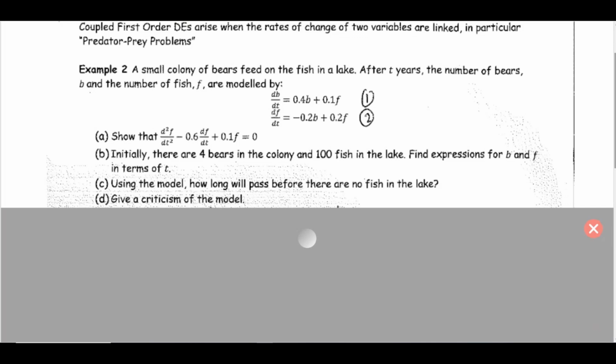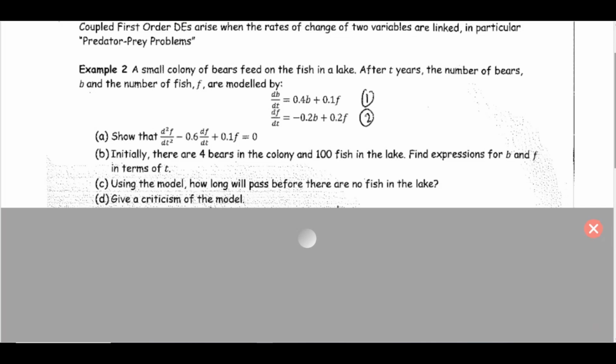Second one, dF by dt is minus 0.2B plus 0.2F. So this comes about because the more bears there are, the more fish that will be eaten. It'll make the population of fish go down. That's where the first term comes from. But also the more fish there are, the more baby fish that will be produced to make the fish population come up. We think it's highly unlikely that you would be expected to derive differential equations of this type. They are likely to be given to you.